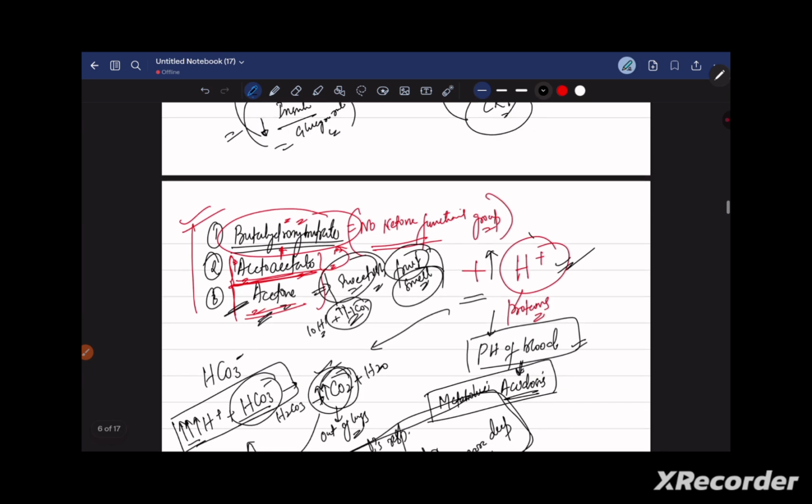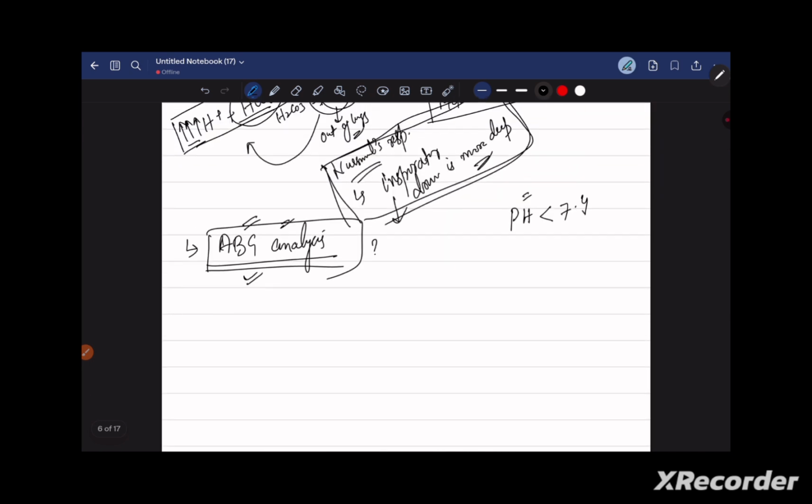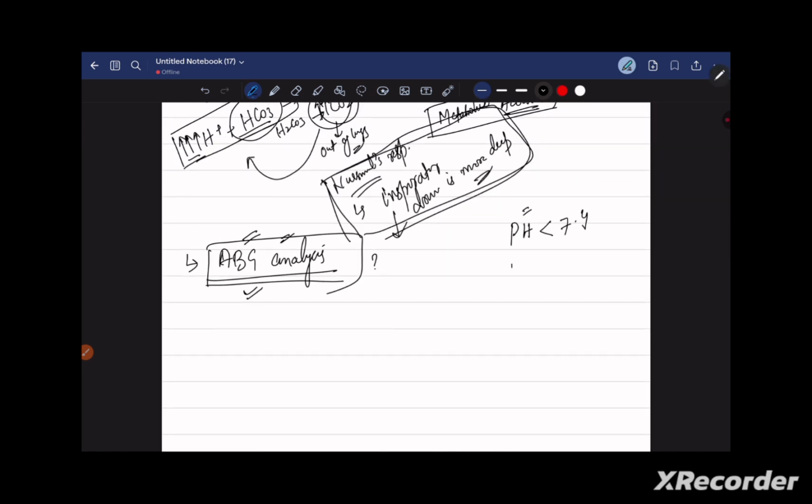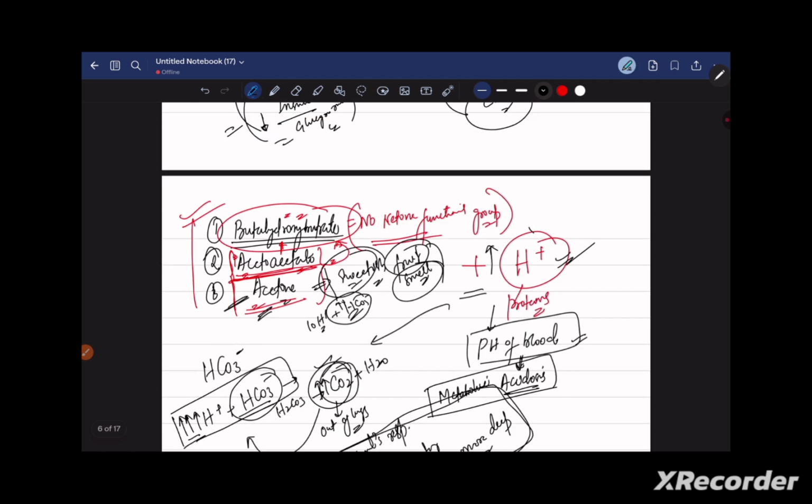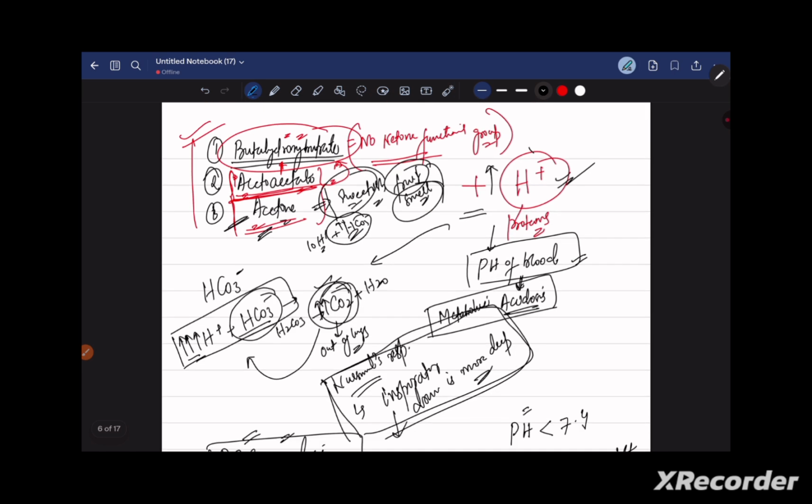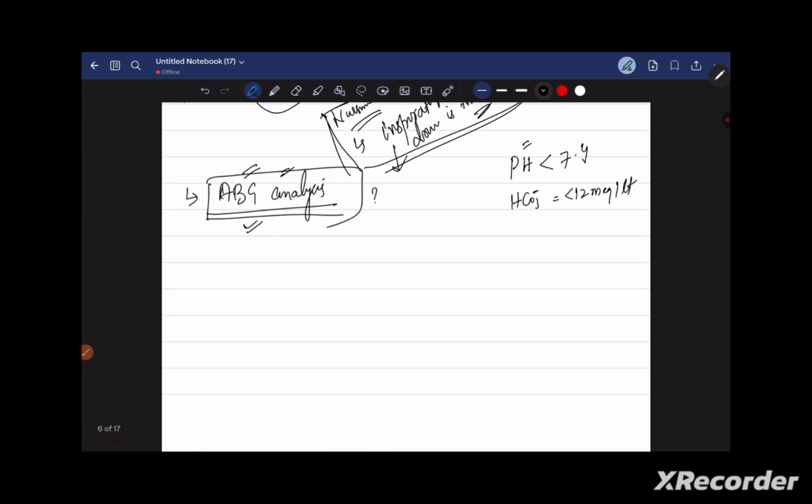As I already discussed, there is an increased concentration of protons. So what will the bicarbonate be? It will be less than 12 milliequivalents per liter. Why will bicarbonate be less? As I already made you understand, these protons go on consuming the bicarbonate. So the bicarbonate concentration will be decreased, mainly less than 12 milliequivalents per liter, and the ketone level will be more than 5 millimoles per liter.